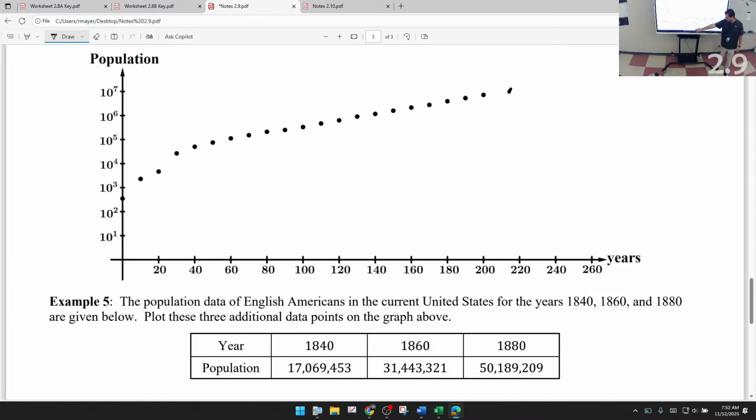Then I'm going up to 31, at 40. And then 50. 50 million. And you're just getting close. Okay? That being said, you're never going to do something like this. You're going to do something more like this.